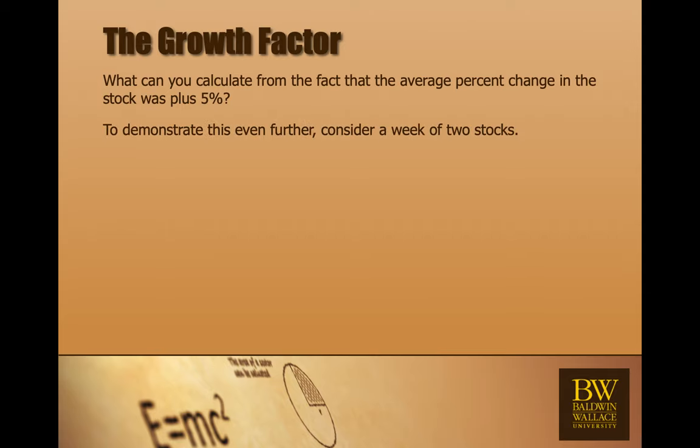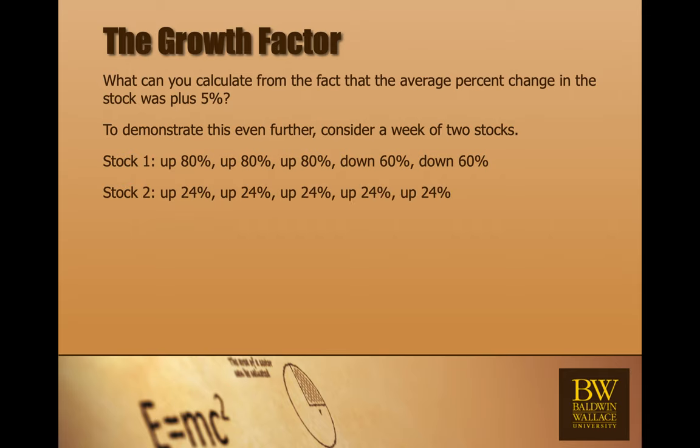Now let's consider a week of two stocks to really try to hammer this point home. Stock one goes up 80, up 80, up 80, down 60, down 60. If you add up those percentages, you get plus 120. Dividing by 5 gives you plus 24%. Stock one goes up 24% each day on the average for 5 days. Stock two also goes up 24% on the average each day for 5 days. They have the same average.